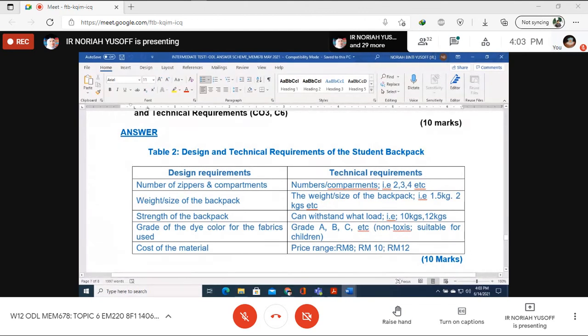So strength of the backpack tu, you kena letak loads dia. 10 kilo ke, 12 kilo ke contoh. Grade ataupun color, kalau you letak color, you letak. Kalau pastel color, blue, yellow, pink, kena letak. So price range ni can be price of the material ataupun price of the bags tu. Saya bagi betul juga.